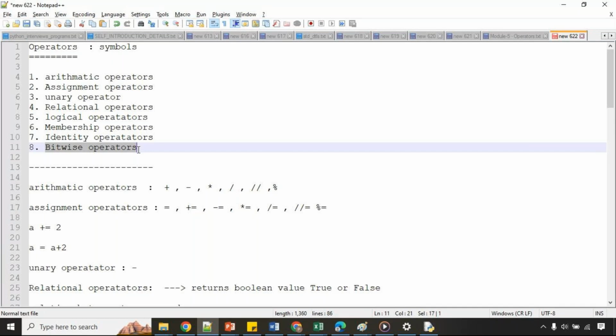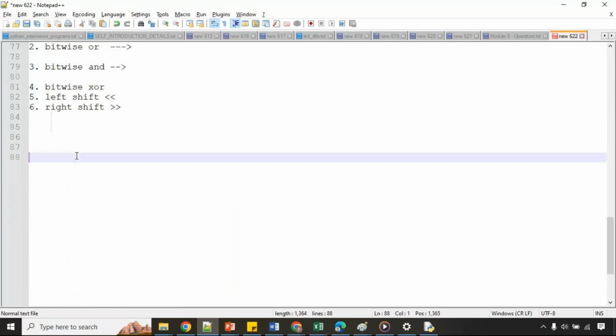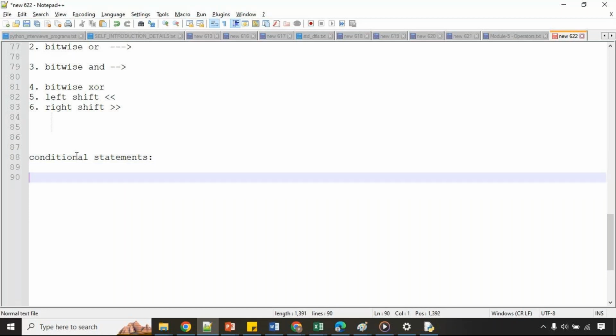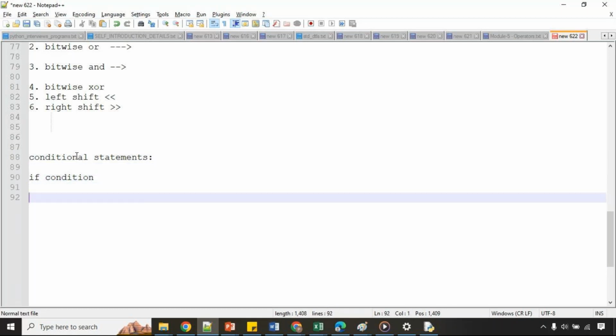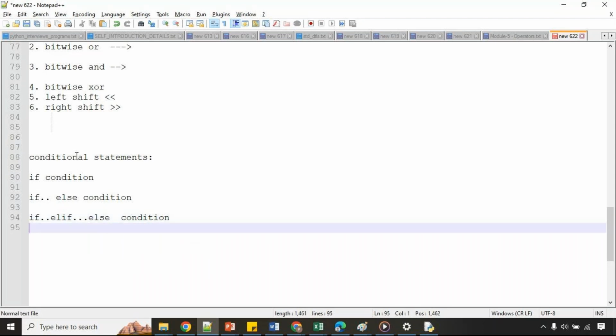Tomorrow we will discuss the conditional statements. In the programming language, this is very important. Conditional statements: if condition, equals condition, and if-else. So this is important. Next class we will discuss it, guys.